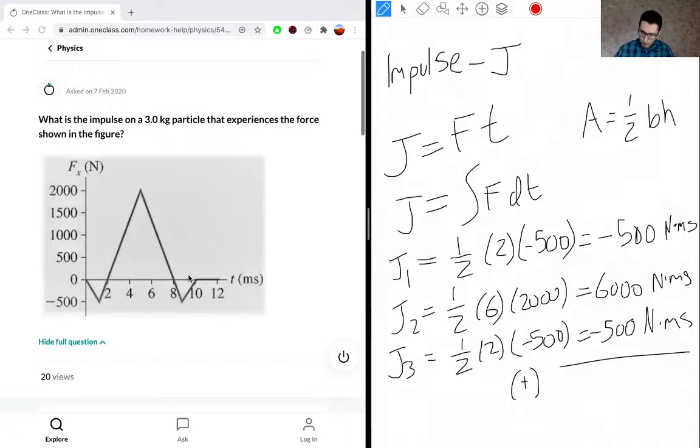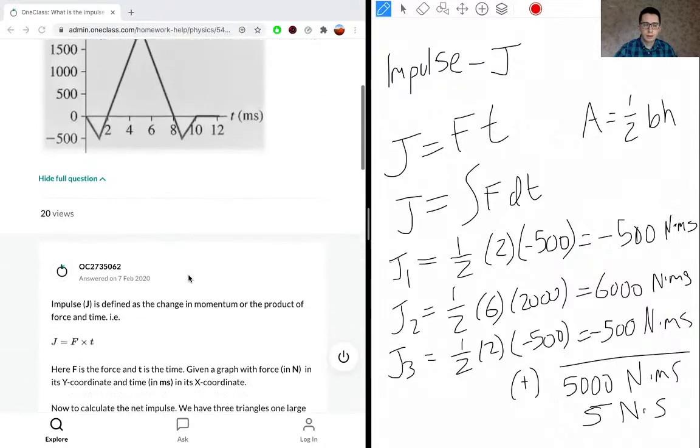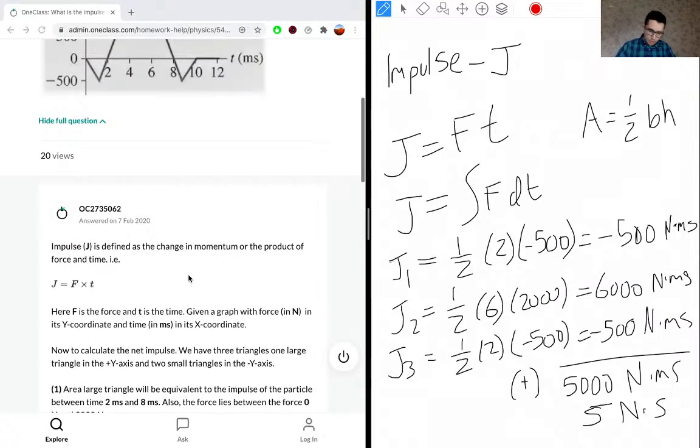So all we have to do is just add up all of these together, J1 plus J2 plus J3, and we end up with 5,000 Newton milliseconds. We can just convert this into Newton seconds by dividing by 1,000, because there's 1,000 milliseconds in 1 second. So that's our final answer. Let me write that a little more clearly. Our final answer is 5 Newton seconds for J, for the impulse.